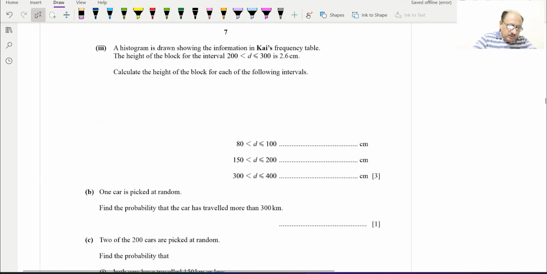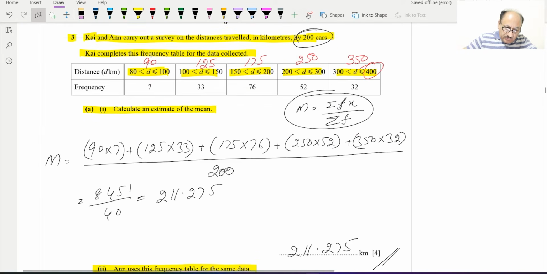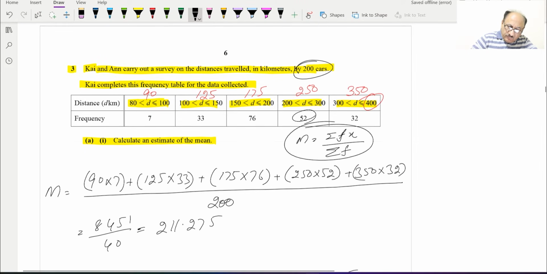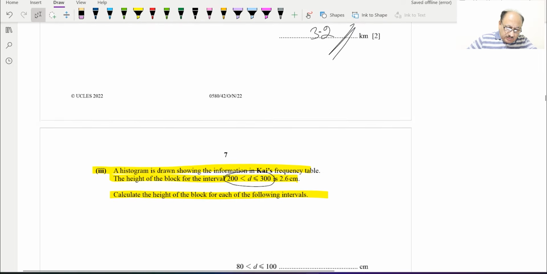Now the third part says a histogram is drawn showing the information in Chi's frequency table. The height of the block for the interval 200 to 300 is 2.6. Calculate the height of the block for each of the following intervals. Okay, so we can check the interval 200 to 300. How much is the frequency? From here we can check 200 to 300 is 52.